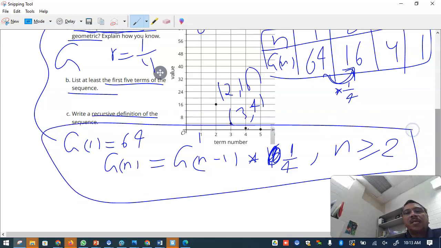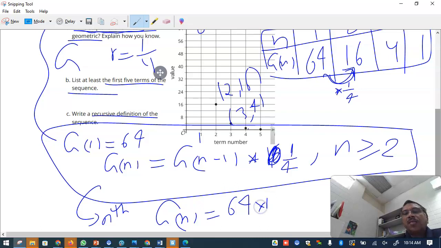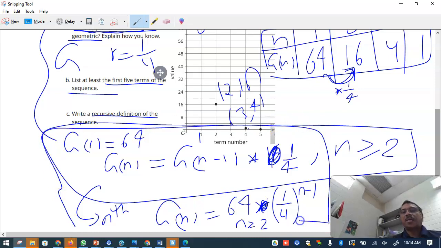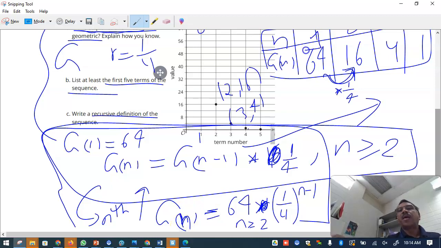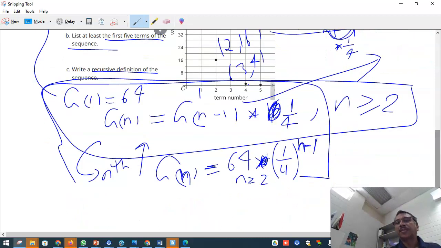This is the recursive definition. But if you want to write the nth term, then Gn starts with 64, and then how many times do you multiply by 1/4? So you write that ratio 1/4 raised to n minus 1, and say n greater than or equal to 1. So each time I'm writing for every problem what recursive means and what geometric means. Remember the trick to write the geometric nth formula: if it starts with 1, then you have to write n minus 1. The exponent becomes n minus 1. So be careful there.